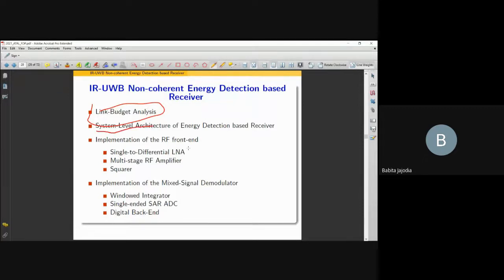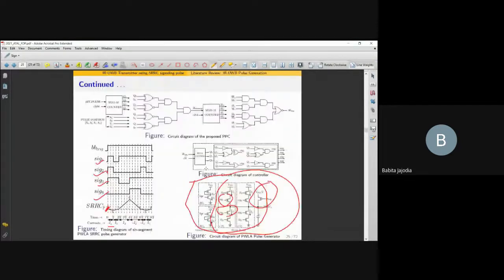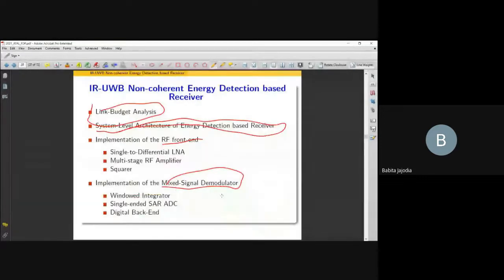Then I will give you an idea about the system level architecture of the energy detection receiver, which I have prepared for our work. When we say receiver, definitely it will have an RF front end part as well as a mixed signal demodulator part. When I say RF part, as we have mentioned, we up converted it using this part, so we have to down convert it as well. So how will that be considered?